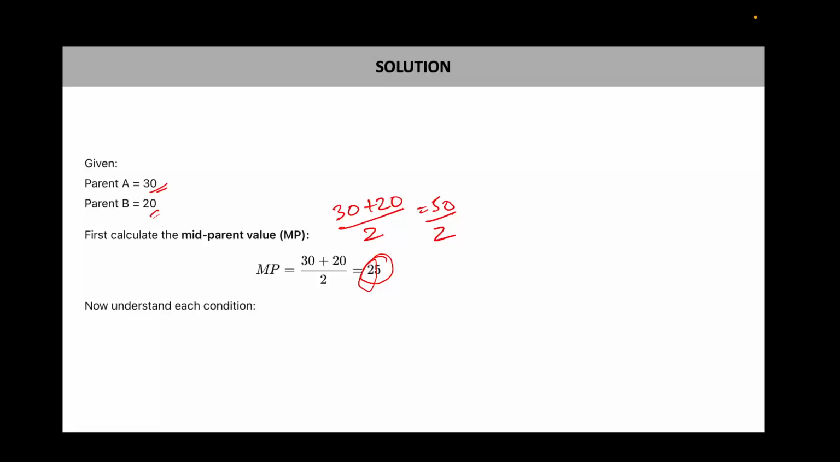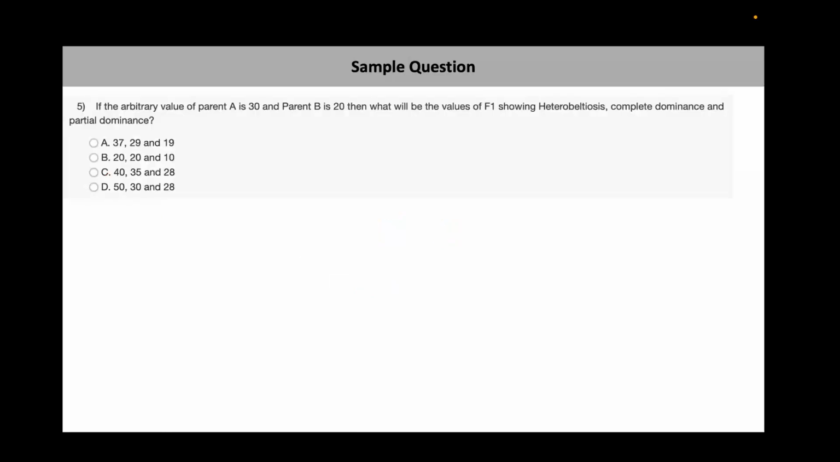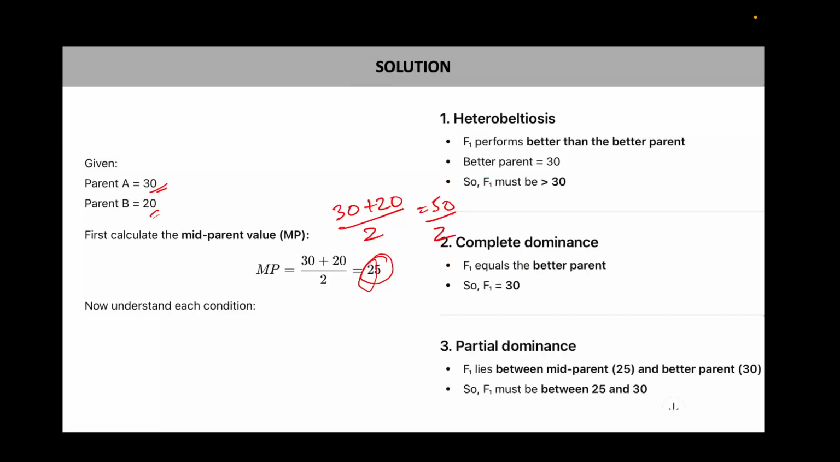Now we have three conditions. The question is talking about three conditions: heterobeltiosis, complete dominance, and partial dominance. In the case of heterobeltiosis, the resulting F1 progeny will be better than the better parent. Better than the better parent means if parent A has a value of 30, the F1 must be more than 30, because it will perform better than the better parent. So in the case of heterobeltiosis, the value will be more than 30.